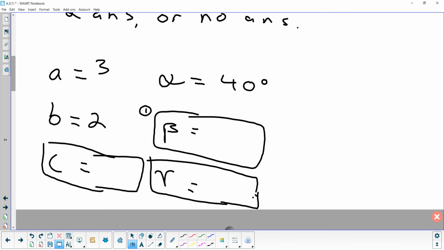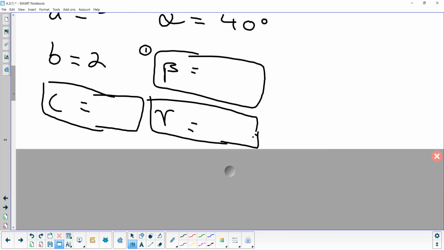You might think, well, wait, couldn't I do Pythagorean theorem? Well, if you do Pythagorean theorem to get C, then you're already assuming this is 90 degrees. What if it's not 90? It might not come out to 90. So you can't do Pythagorean theorem to get C. And you can't add two angles together and get the third one because you don't have two angles. So the only thing you can do first is beta.